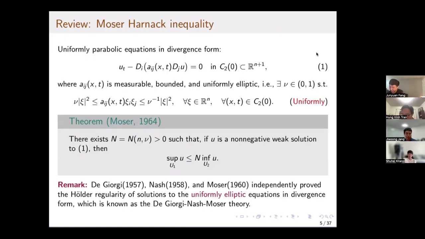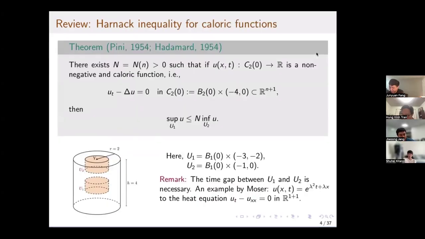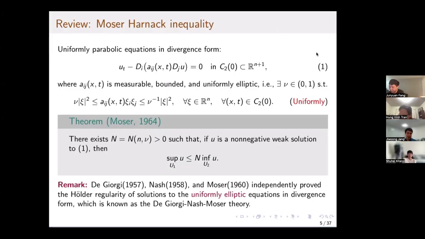A very important thing for the previous one is that the Laplacian, the diffusion matrix, is the identity matrix. So that means it's smooth, it's very good. But let's talk about some non-smooth diffusion coefficient. Here is the Moser Harnack inequality for parabolic equations in divergence form. So here is the equation, and we assume the diffusion matrix Aij(x,t) is only measurable and bounded and uniformly elliptic. Okay, we don't need some regularity assumption. Okay, it doesn't have to be continuous here.